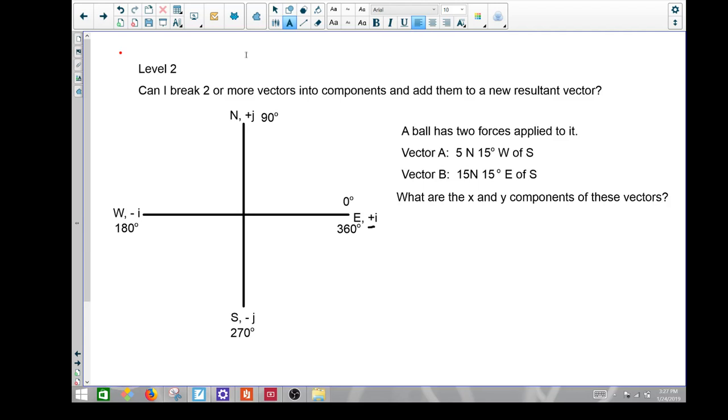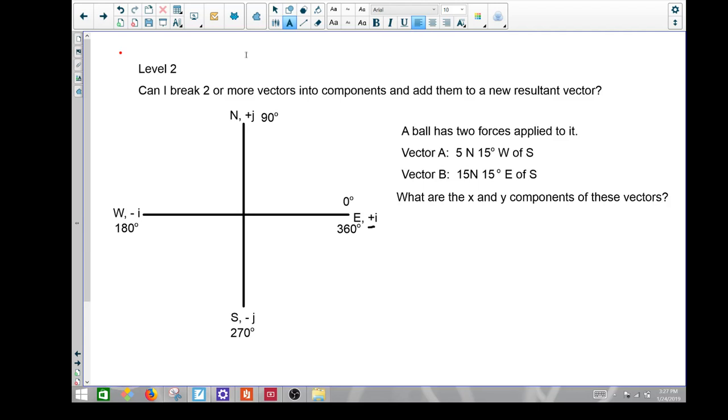Our ball has two forces applied to it. We're going to call both these vectors vector A, vector B. Vector A is 5 newtons at 15 degrees west of south, and vector B is 15 newtons 15 degrees east of south. What are the x and y components of the vector?